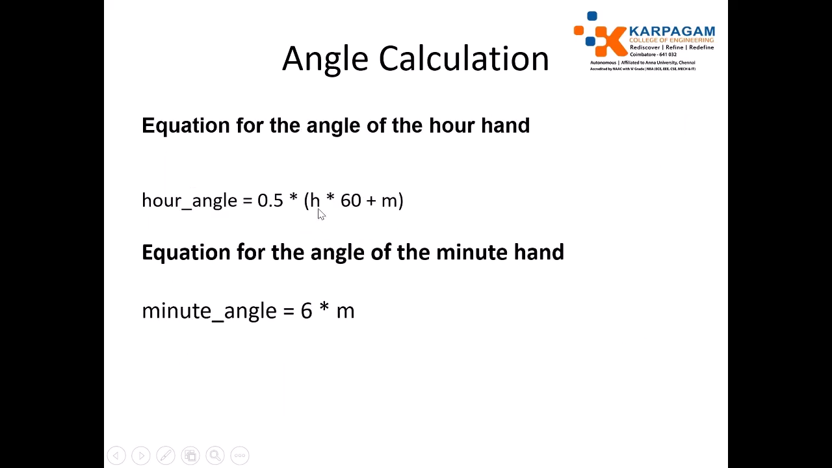into hour, where hour will be in the range between 0 and 12, into 60 plus minute. So the hour angle can be calculated by using this formula. Then the equation for the minute angle: per minute 6 degrees will be traveled. So the minute angle can be calculated by using 6 into m.